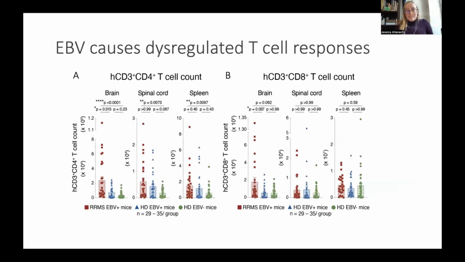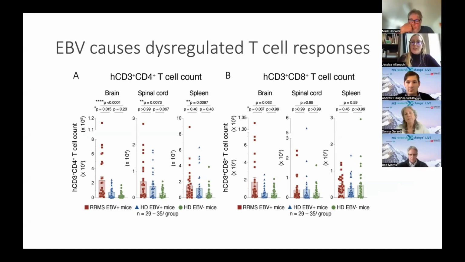But what we did see was that EBV infection history really affected the degree to which the T cells responded in these mice, even though the virus itself wasn't brought over with the T cells. So in the case of CD4 T cells, we can see this stepwise increase in the number of human CD4 T cells that enters the spinal cord, and a much higher number in the brain of MS-derived mice compared to our EBV negative mice. So it suggests EBV is a factor that increases the number of CD4 T cells. And then again, having MS and EBV is another risk factor for that increased inflammation in the spinal cord.